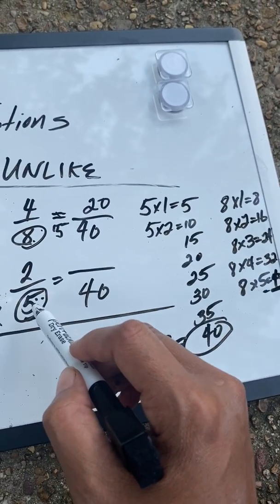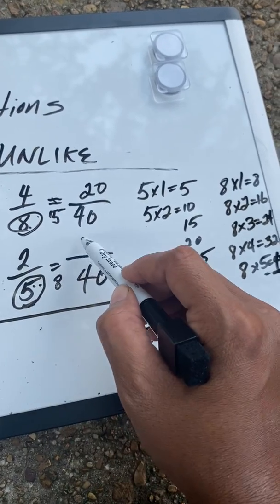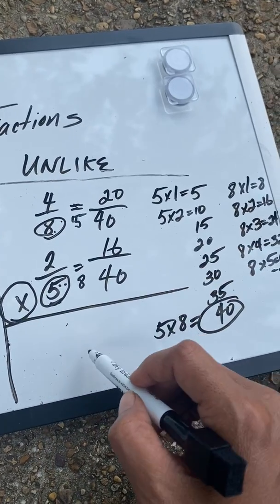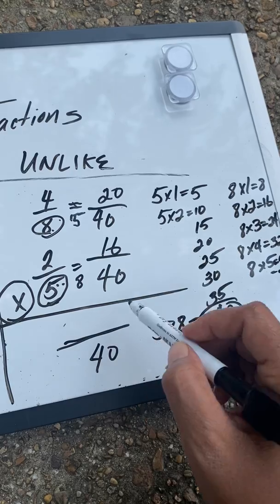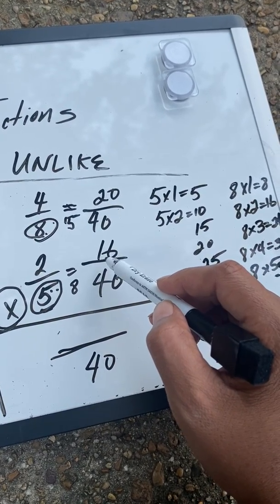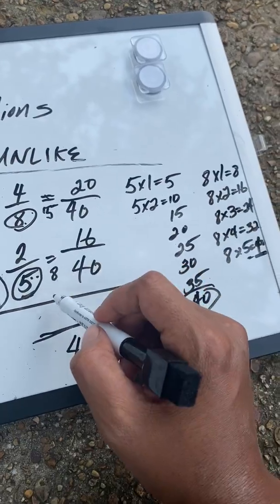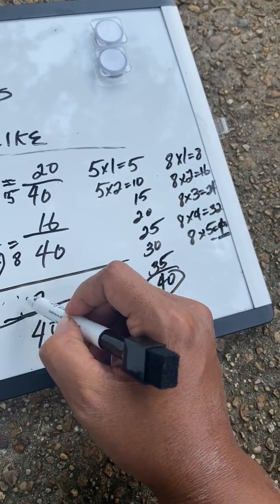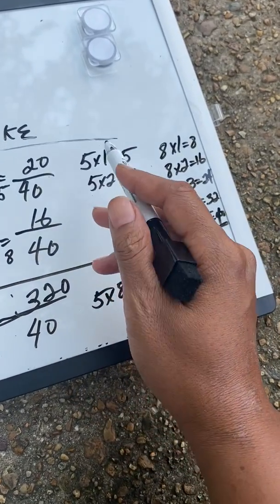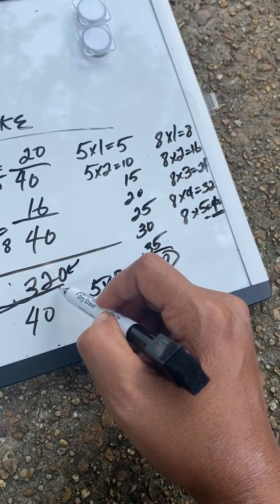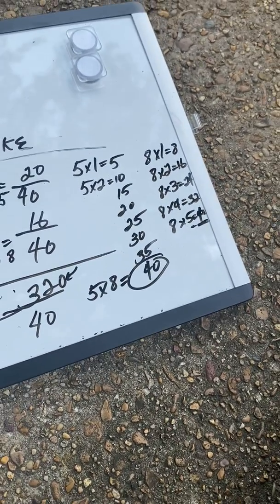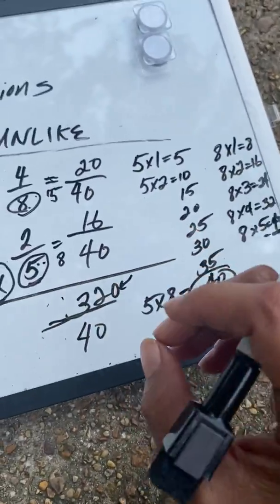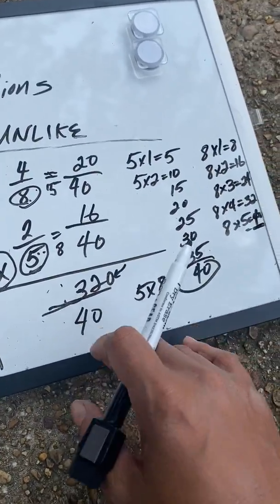All right, let's do it again. 40 divided by 5 is 8. 8 times 2 is 16. Now, remember, I'm multiplying. All right, so the bottom number stays the same all the time. Now 16 times 2 is 32, I believe. Let me make sure. Yeah, 32. So it's going to be 32 over 40. Notice this is an even number. It can be reduced. All right, I'm not going to reduce it, but it can be reduced. You're only done when it can't be reduced and it's an odd number.